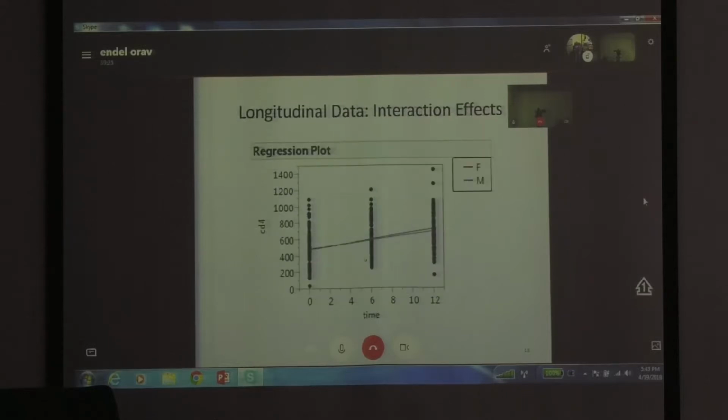So I did mention that I would show you what happens if you put in the interaction here. The model actually allows for men and women to have different slopes. As you can see, the slopes are no longer identical. They cross, but they are very similar to each other.